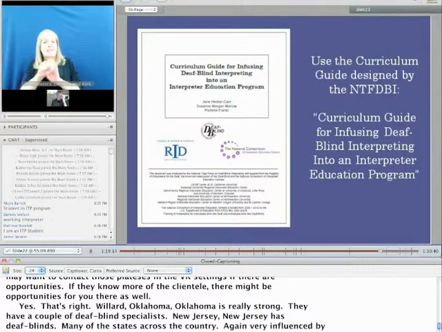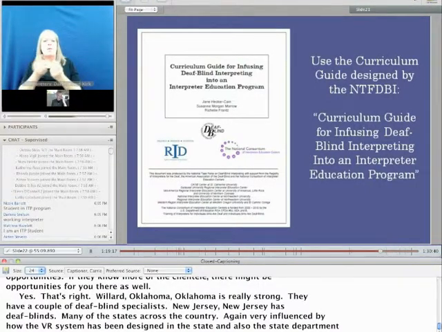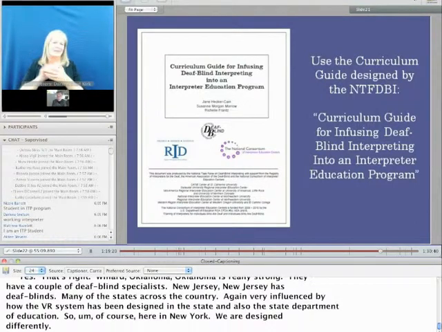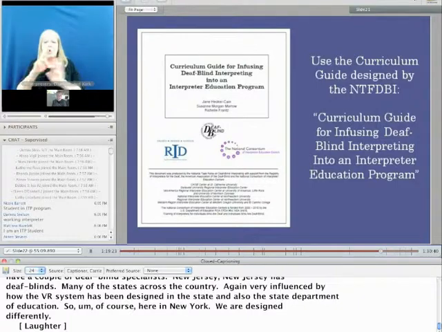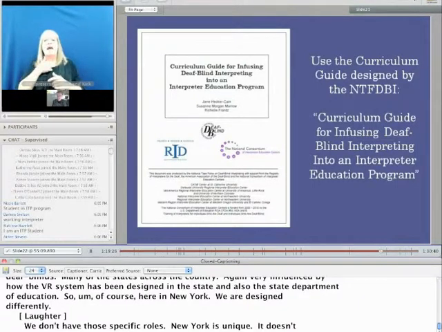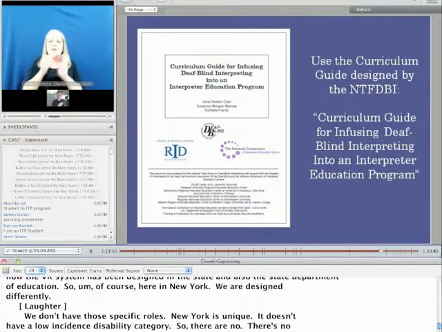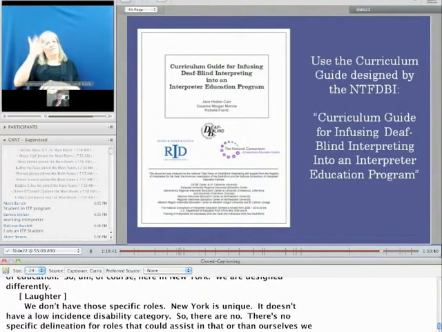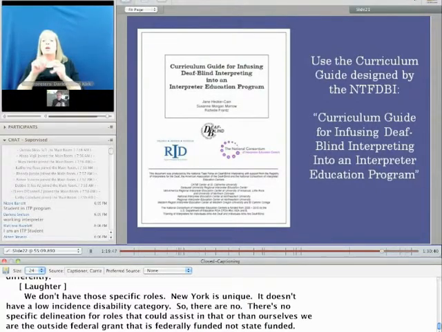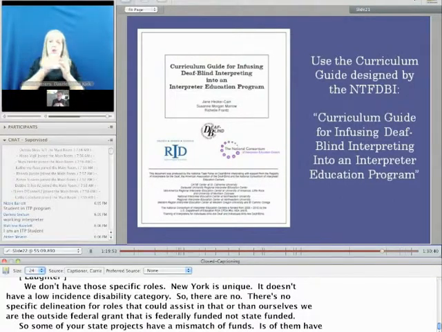So, of course, here in New York, we are designed differently. We don't have those specific roles. New York is unique in that it doesn't have a low incidence disability category, so there's no specific delineation for roles that could assist in that, other than ourselves. But again, we are the outside federal grant that's federally funded, not state funded. Some of your state projects actually have a mix of funds. Some of them have part federal dollars and part state dollars, which is actually good because it kind of embeds them in the state system more deeply than other places.